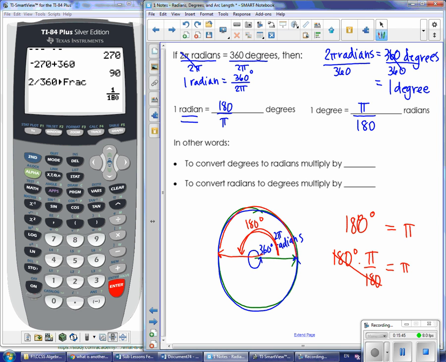So to convert degrees to radians, if I have degrees, that means I don't have a pi, so I'm going to multiply by the fraction that has pi in the numerator. Once we start doing some examples, you'll see what I mean. If I'm already in radians and I want to switch to degrees, that means I already have a pi in my value and I want to get rid of it. So I will multiply by the quantity that has pi in the denominator. So let's just take a look at some examples so you see what I mean.